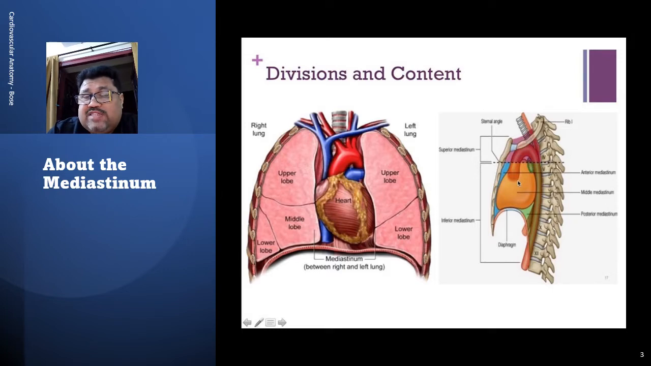However, just for an example, if there is a tension pneumothorax, for example, if there is air sucked into the pleural cavity due to something like a stabbing wound, in that case, the air in the pleural cavity will push the lung away from the chest wall, and thereby it will push the mediastinum towards the opposite side.